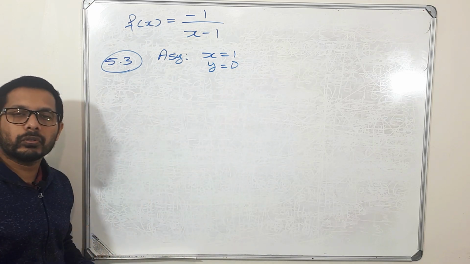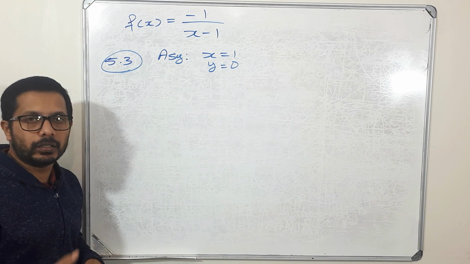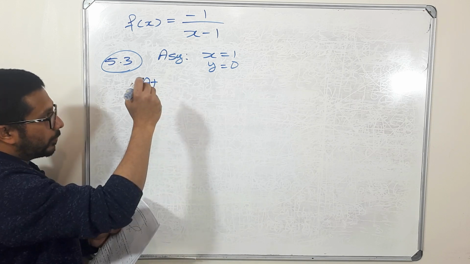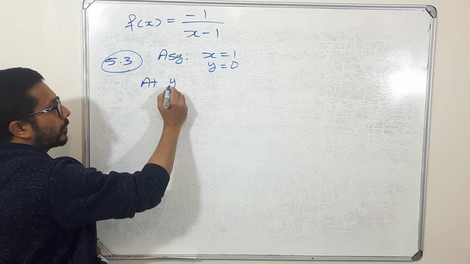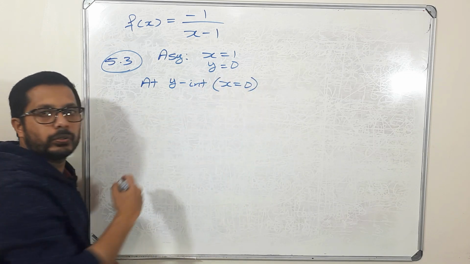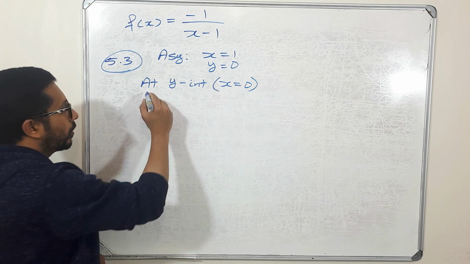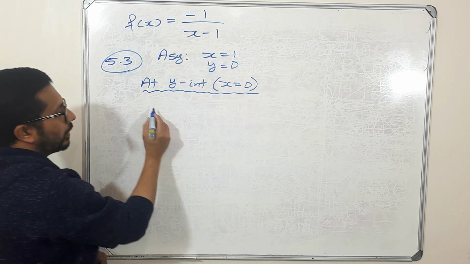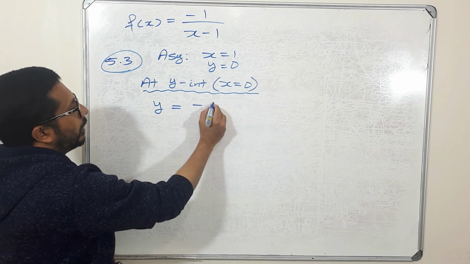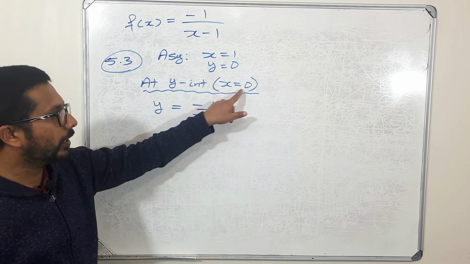To draw this hyperbolic graph, what else do we want? We want the x-intercept and y-intercept. Let me find the y-intercept. At the y-intercept, you know x is equal to 0. This is how you study it. To find the y-intercept, you know that the value of x is 0. So what is our equation? Let's write the equation. f of x is equal to, that is the same as y is equal to minus 1 divided by x minus 1. So what is the value of x?